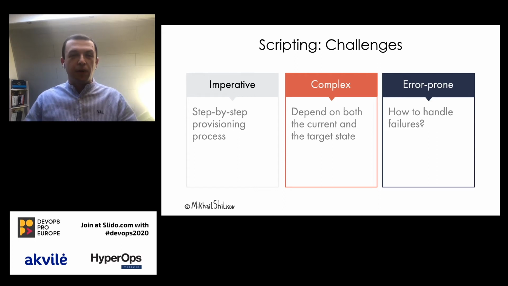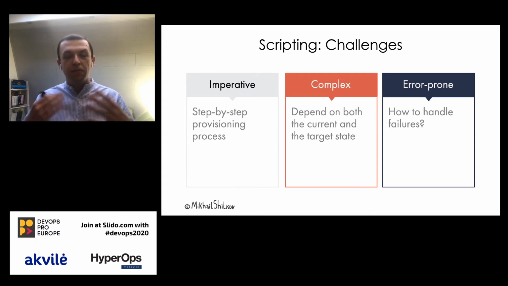First, you have to write it in imperative style. So if you have to create multiple resources, the steps you need to provision in order so that you get the desired application. So this is very imperative, and you're not describing what you want to get, but you're describing how you want to get there.